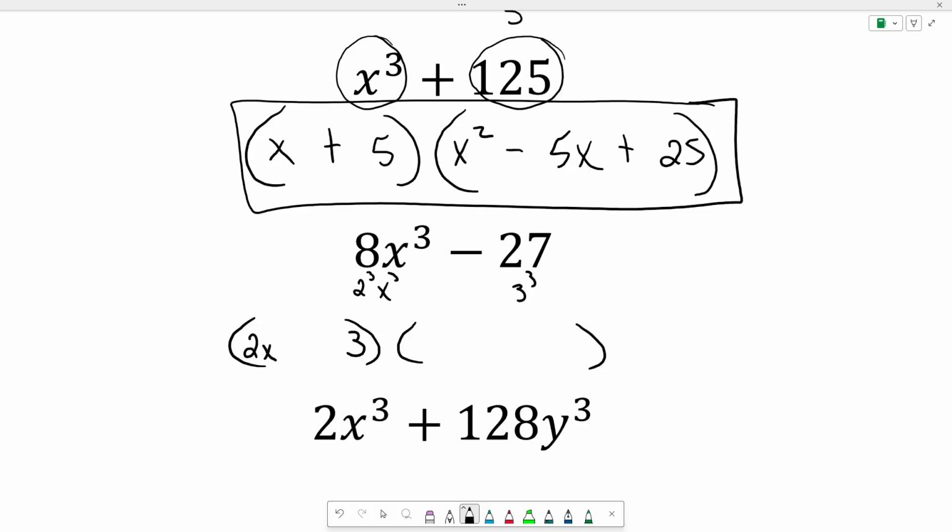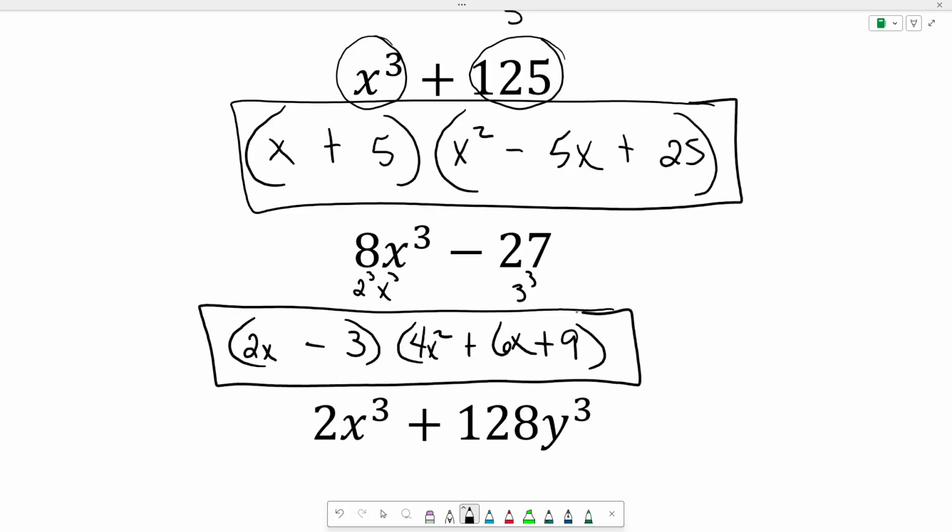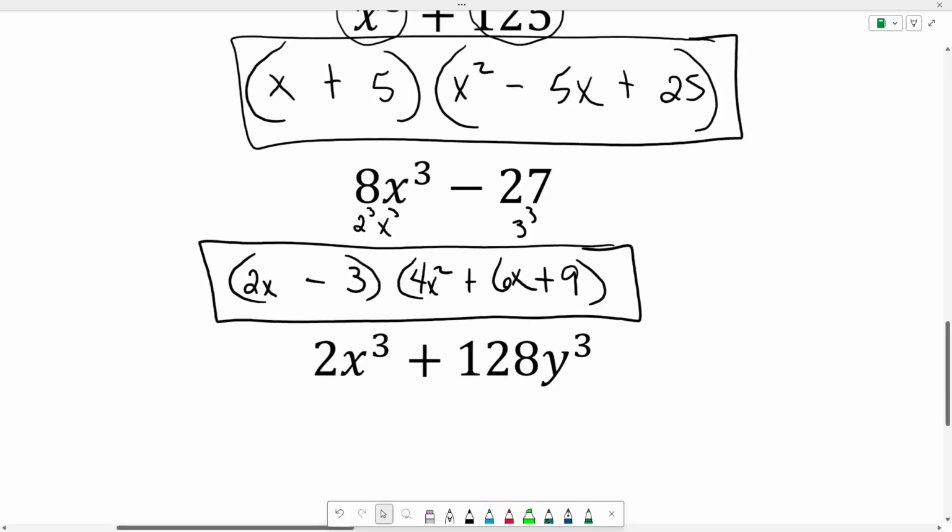I square 2x, which gives me 4x squared. I square 3, which gives me 3 times 3 is 9. I multiply 2x times 3, which gives me a 6x. Apply my soap, so I get the same sign, that's a minus. Opposite of a minus is a plus, and the last one is always positive. So as long as we make sure the first term and the last term are perfect cubes, we can do that repeatedly.